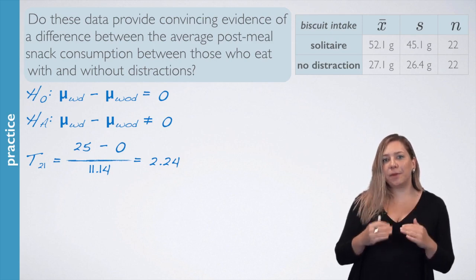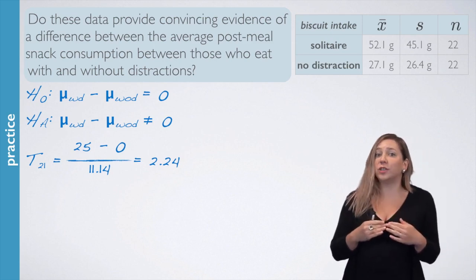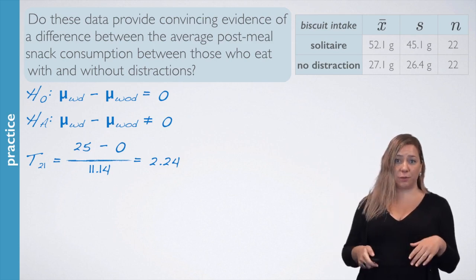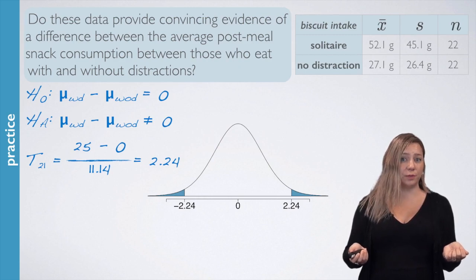The last step before making a decision on these hypotheses is to find the p-value, but before we can do that, we must sketch the sampling distribution. We do that and shade the tail areas corresponding to our p-value.